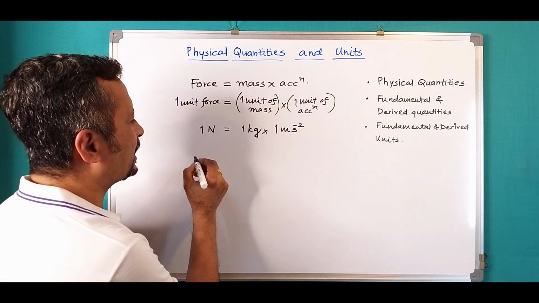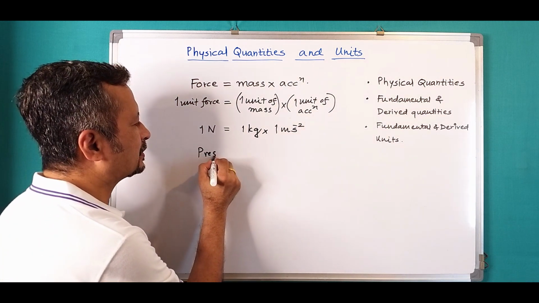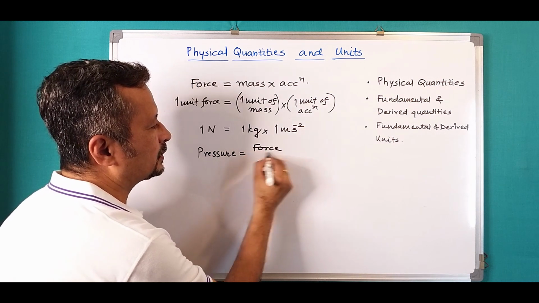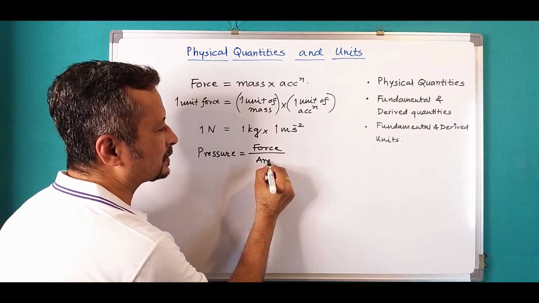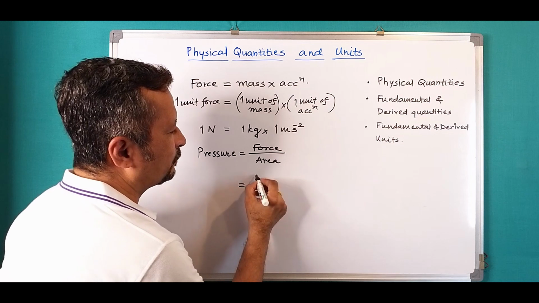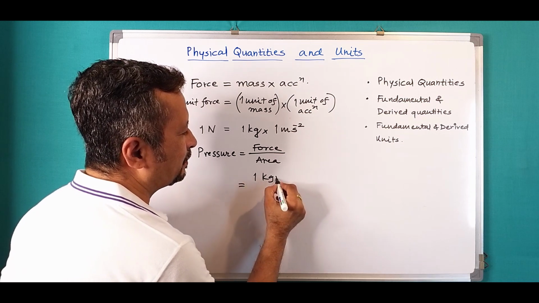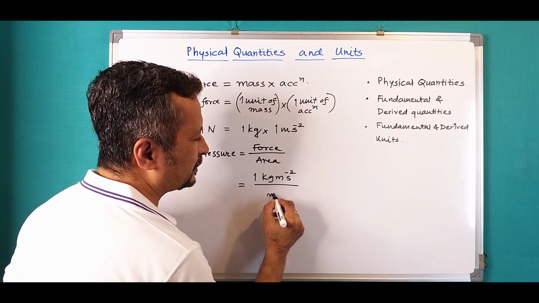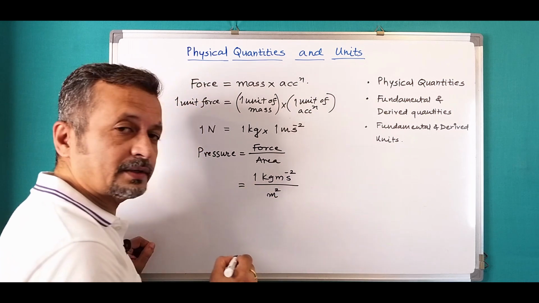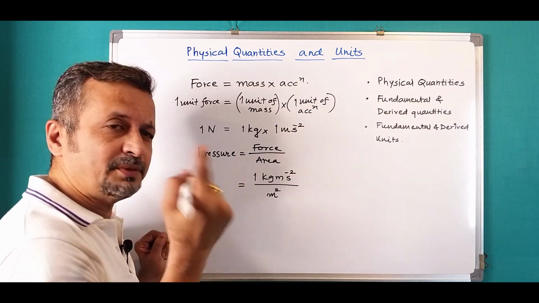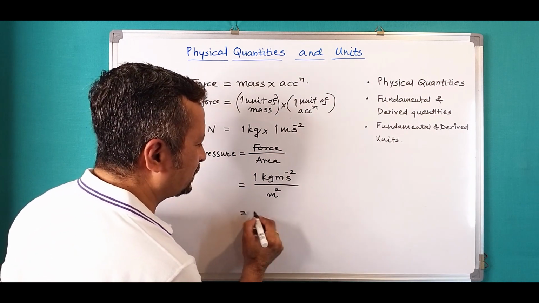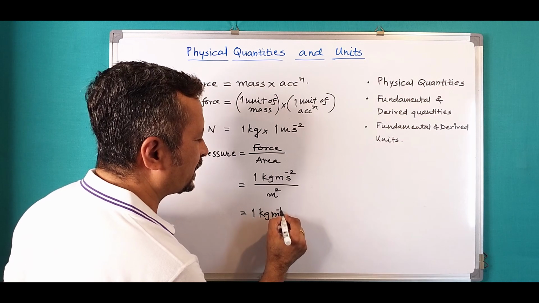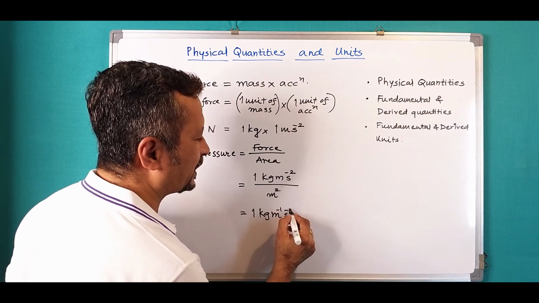So similarly, if I have pressure, it is equal to force divided by area, so that would be 1 kg meter per second square divided by meter square, correct? Area is meter square, so that would be 1 kg meter raised to power minus 1 second raised to power minus 2.